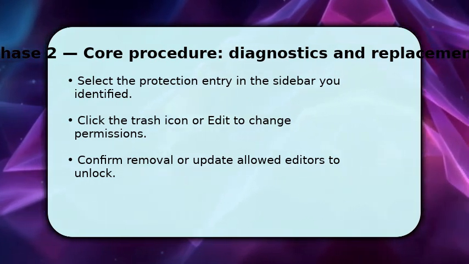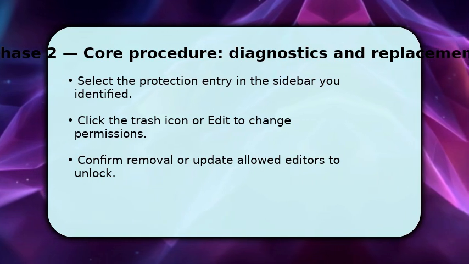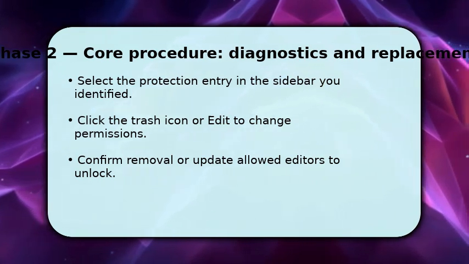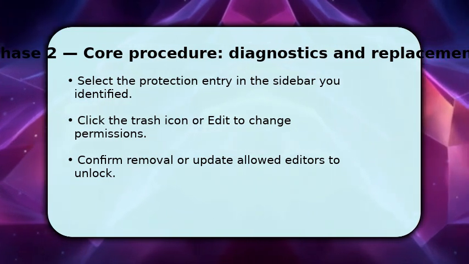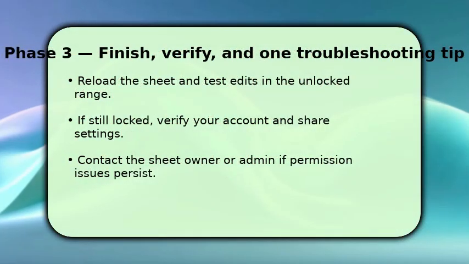You should test by editing a cell in that range. If the change doesn't apply, reload the sheet and try again. Finish by reloading the sheet and making a test edit in the previously locked area. You should be able to change content now.